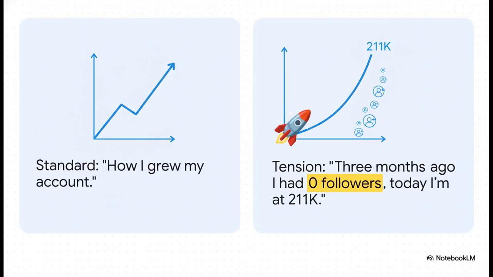"How I grew my account" is fine, but framing it as "3 months ago I had 0 followers, today I'm at 211K," your brain just goes, wait, how is that even possible? It promises a huge secret, making it almost impossible not to stick around and find out.